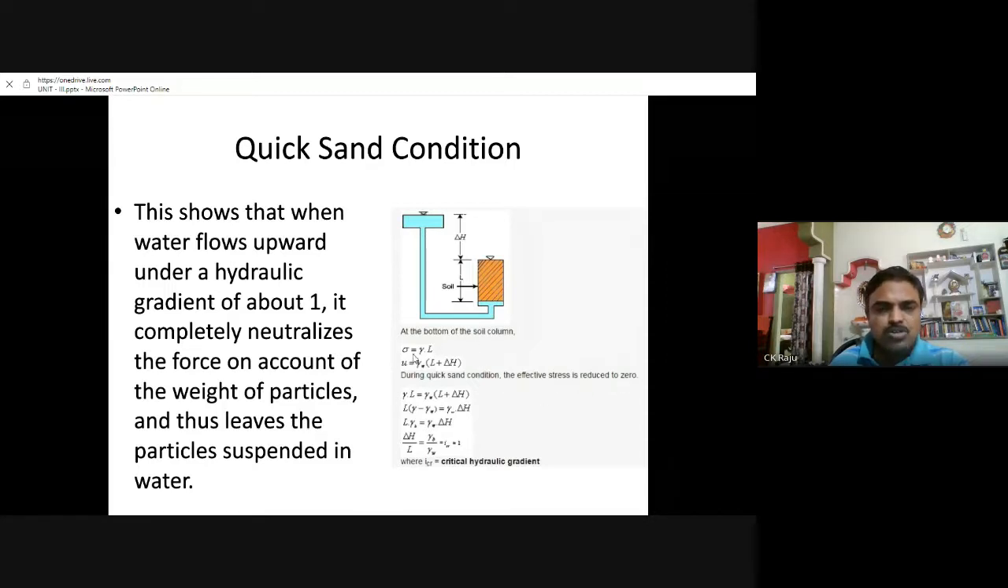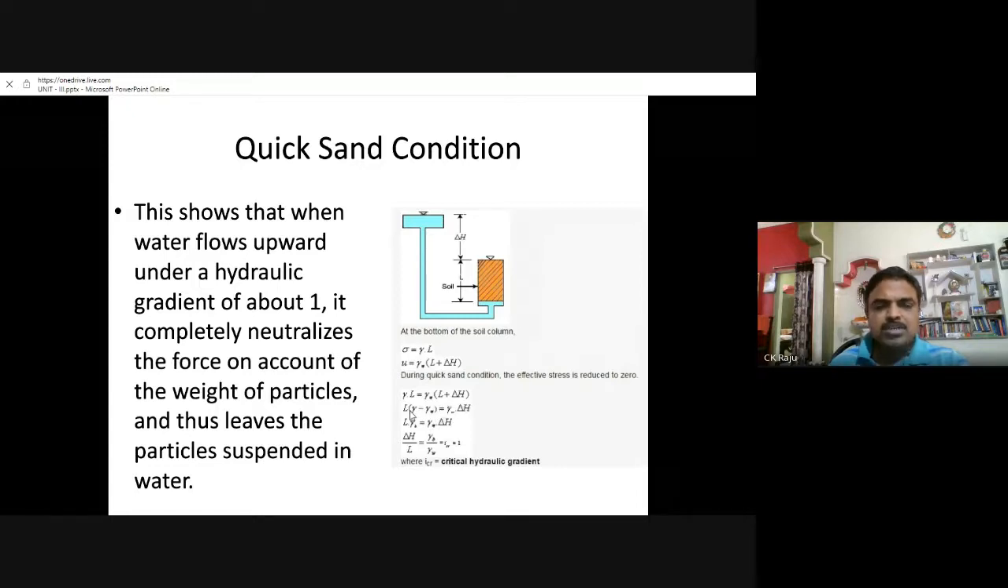Now in this case, we know the total stress sigma and the pore water pressure u. Effective stress is equal to sigma minus u, which is 0, therefore sigma is equal to u. Equating these two, the total stress gamma saturated into L is equal to gamma W into L plus delta H. Now if we take L common, gamma saturated into L minus gamma W into L gives L into gamma saturated minus gamma W is equal to gamma W into delta H.